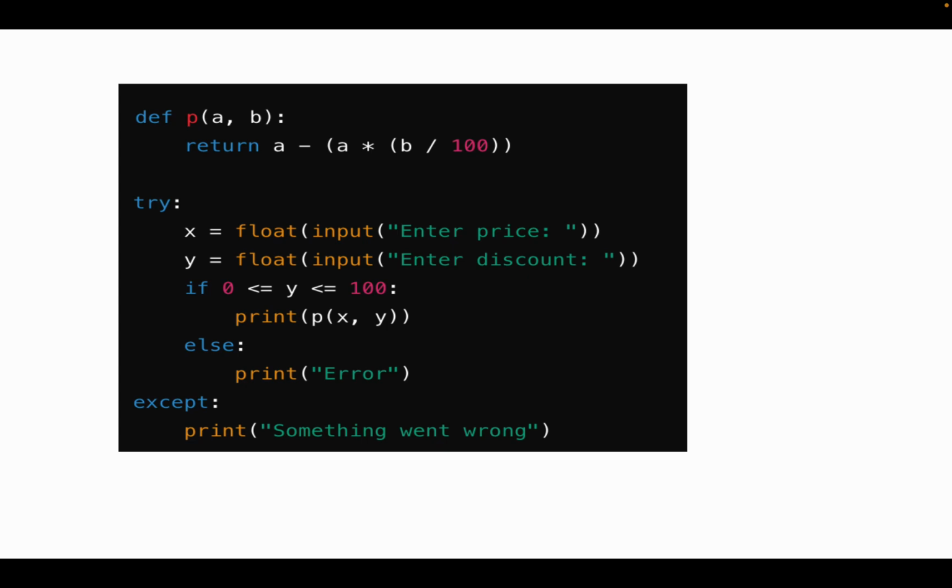Okay, so let me read line by line, right? You have a function named P which accepts two inputs, and these inputs are performing some mathematical calculation, right? And you also have a try except block wherein you are doing some validation. So if your inputs are not within the expected range of 0 and 100, then you are going to print an error, right? And if any of the code went wrong inside the try block, you are going to print saying something is wrong. So do you think this code is useful?